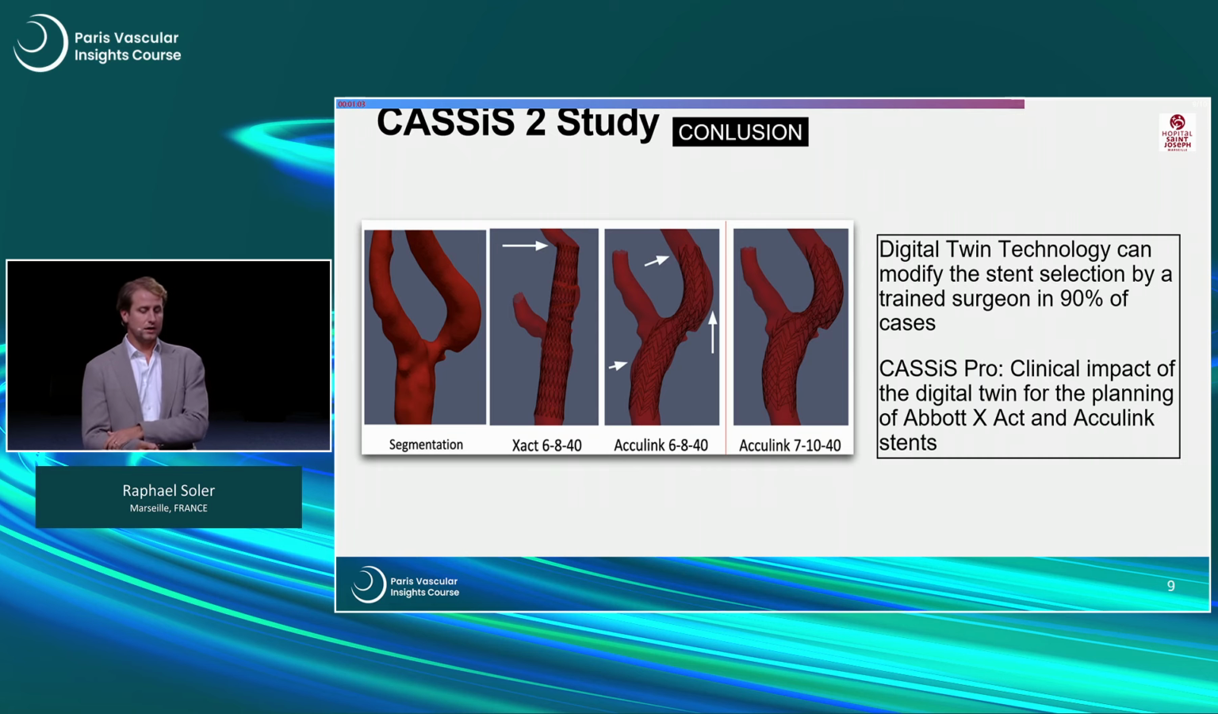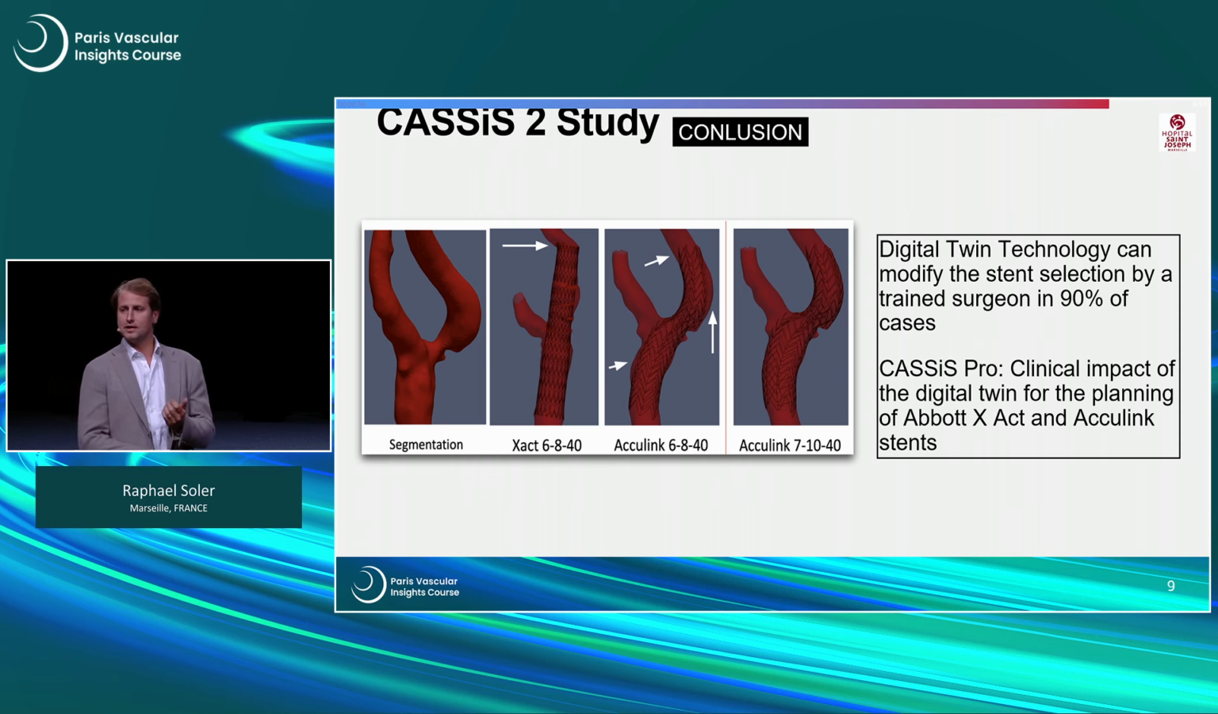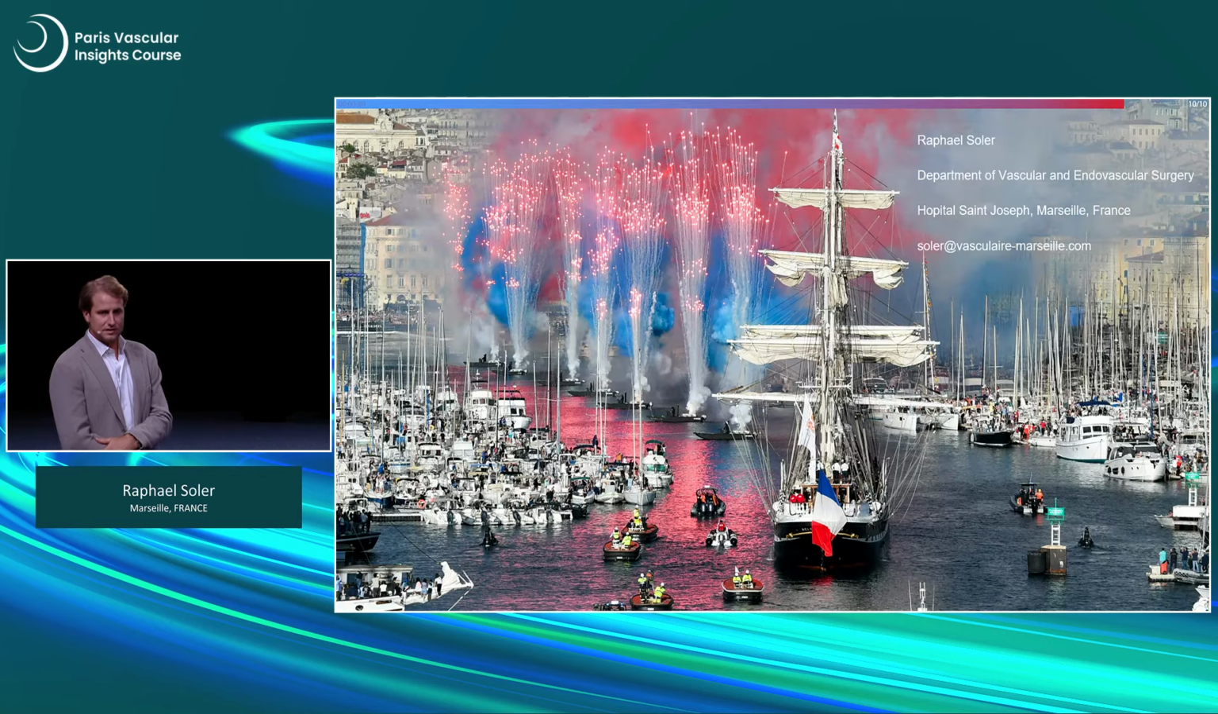So to summarize, the digital twin technology can modify the stent selection by a trained surgeon in 90% of cases, by showing him the future kink on the top of the carotid, the dead space between the stent and the carotid wall, or the perfect apposition of the stent. And to improve our results, we decided to perform a new study named CASSIS Pro, where we will evaluate the clinical impact of the digital twin for the planning of Abbott Exact and Acculink stents. Thanks.